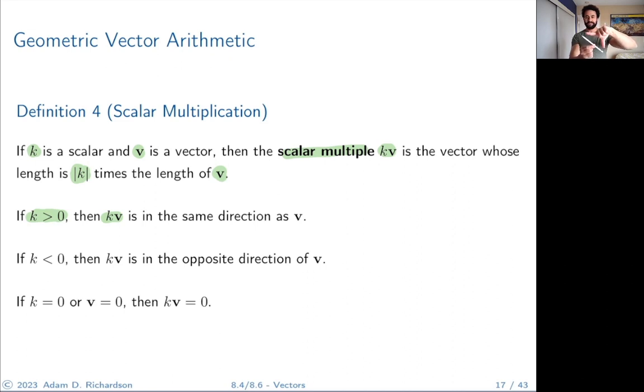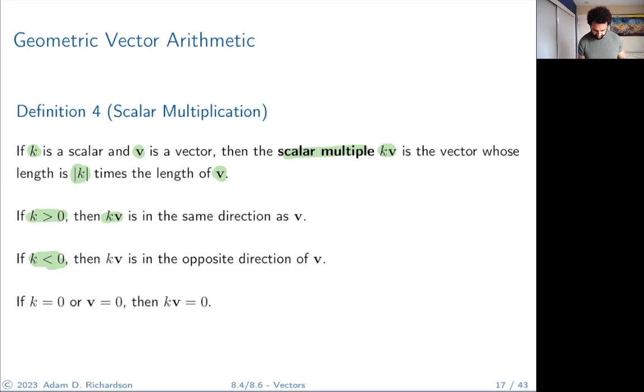because k is positive. Now, if k is negative, you can still stretch or shrink this vector, but the direction is going to reverse. There you go. Direction is going to reverse. And that makes sense too, right? Because if k is negative, then we're multiplying by a negative number, and that's going to turn the whole vector around, and it will change the length if k has a magnitude different than 1.